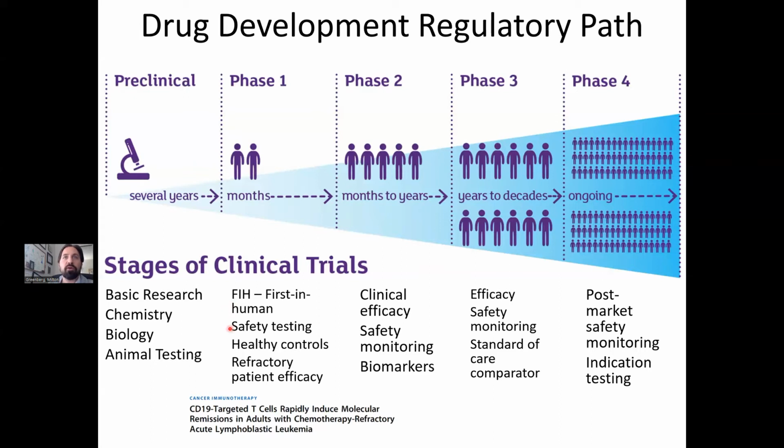For phase 1 trials, the primary clinical endpoint is going to be your safety testing. Typically, this is done in healthy controls.